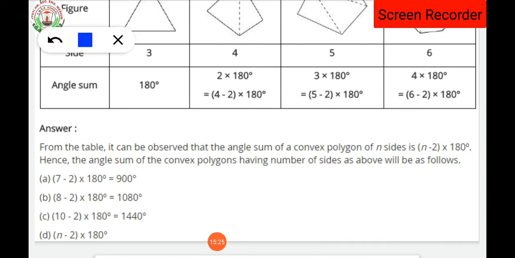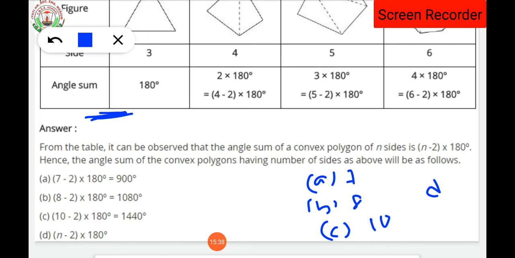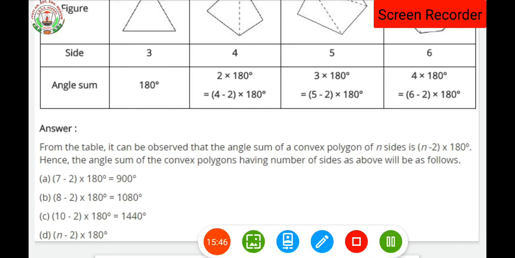So here in the A part, the question is not written on the screen, but it is present in your book. A is 7, B is 8, C is 10, and D part is N. So here the number of sides is given. Clear, everyone? So what will be the formula for this?